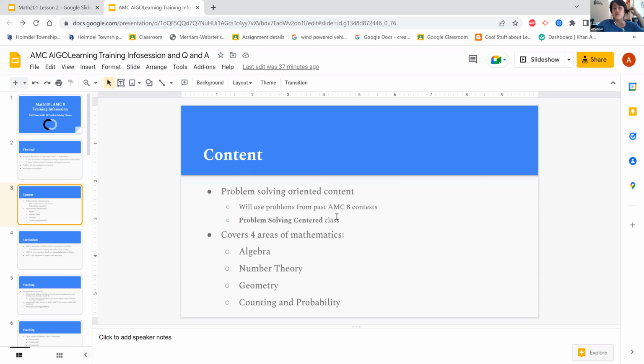And once again, it is problem-solving centered. We're going to be covering 4 areas of mathematics: algebra, number theory, geometry, and counting and probability. These are the 4 areas that are tested on AMC 8 and AMC 10, but to various degrees of difficulty. These contests use elementary mathematics, like the 4 areas that I listed, meaning no calculus is involved, but to a degree where the problems require quite deep thinking.